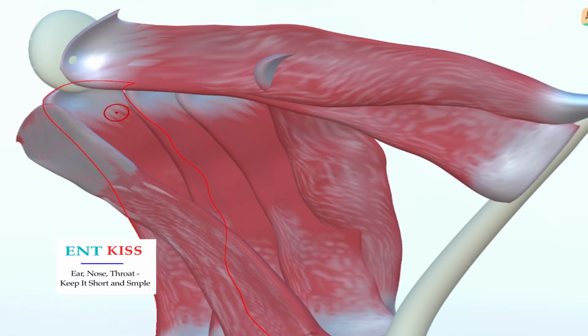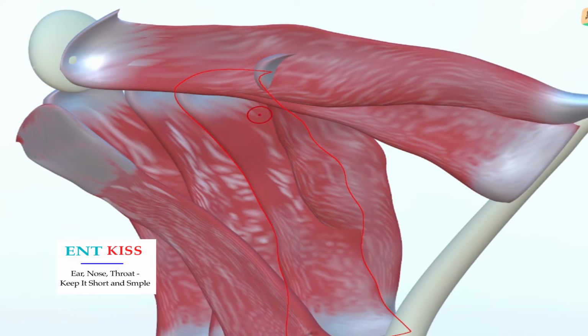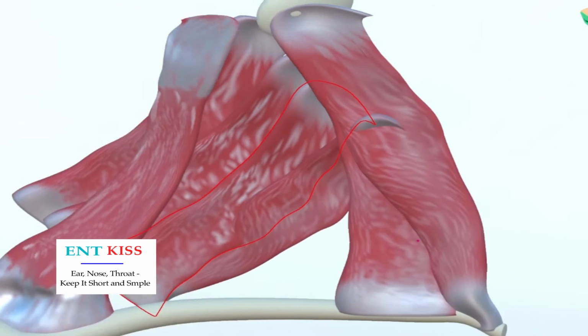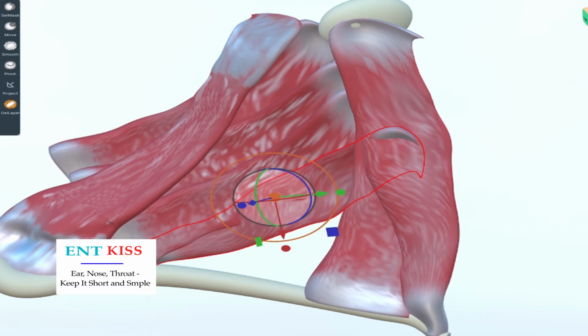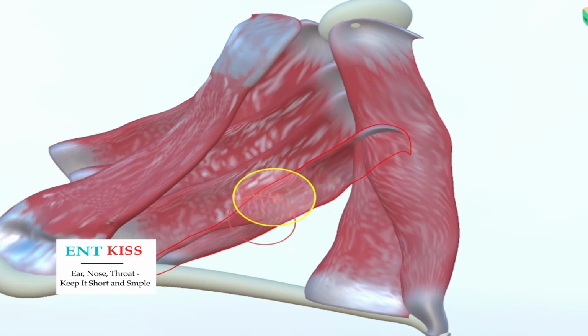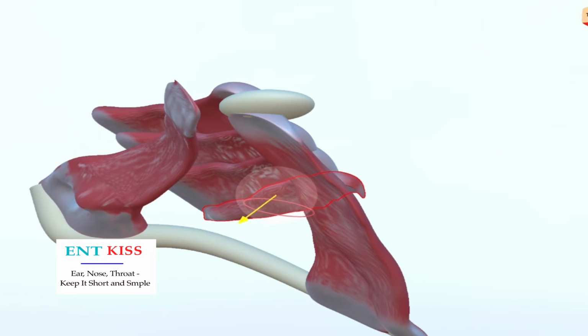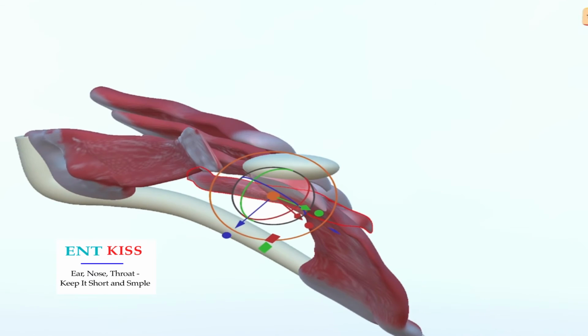So we'll just do a little bit more of the colouring and so on, just to try and make it look a little bit more natural. Yes, I think scalenus medius needs to be a bit smaller, so we'll just narrow that a little bit and shorten it a little bit.